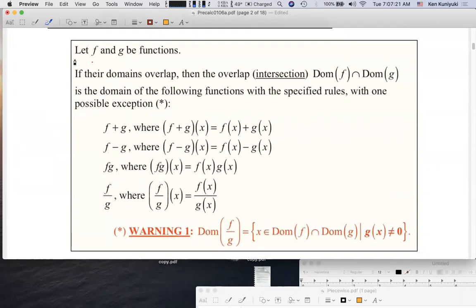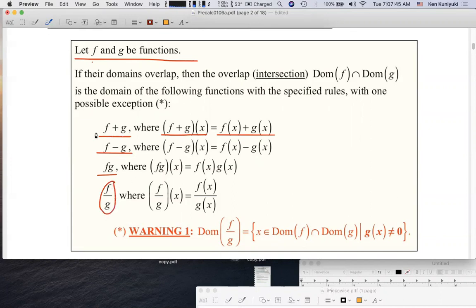For example, let f and g be functions. The function f plus g has a rule, f plus g of x, that can be defined as f of x plus g of x. You have similar rules for f minus g, f times g, and f over g.